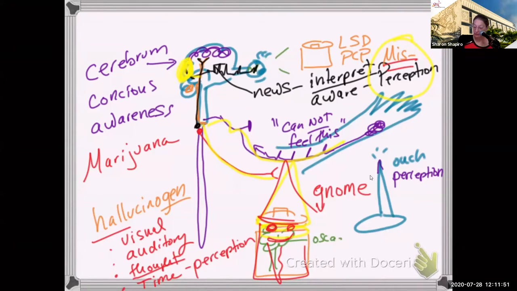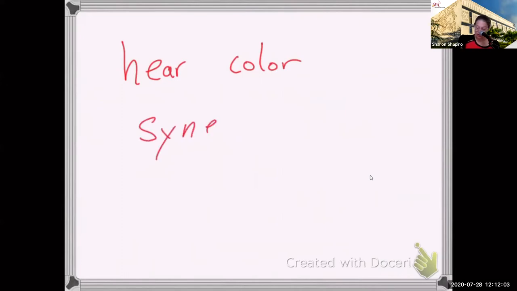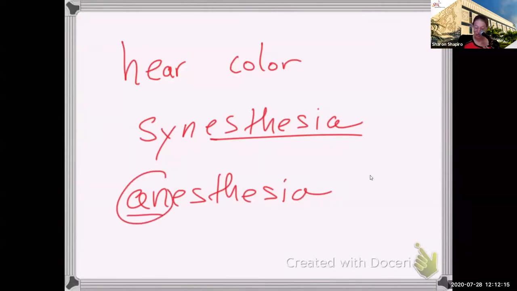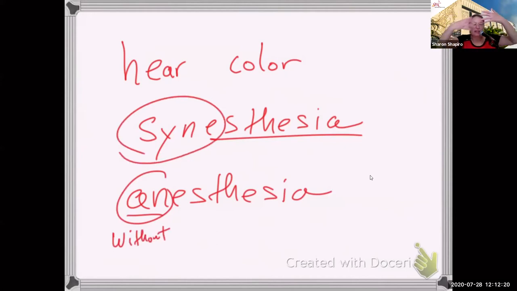You can have things like where you can hear a color. That's actually called synesthesia, which is not the same as anesthesia. Esthesia has to do with feeling. Anesthesia is without feeling. And synesthesia, syn meaning connecting with, is basically things connecting in a weird way. You're experiencing feelings in a weird way. So, for example, you might see a sound.